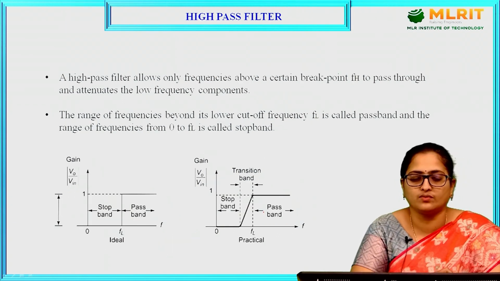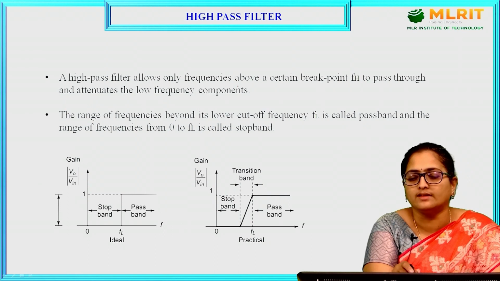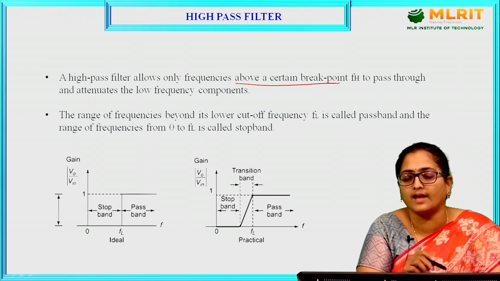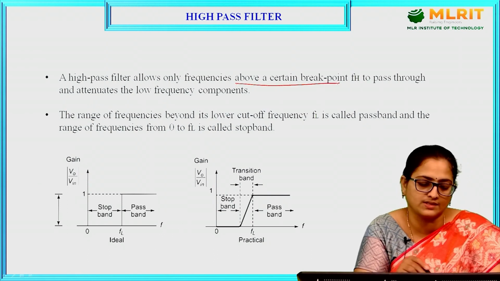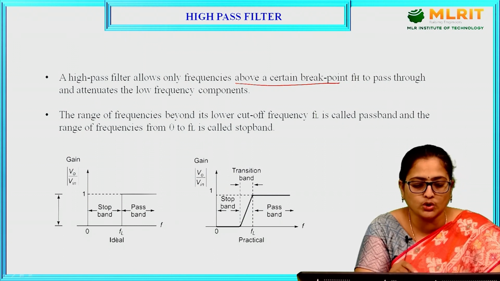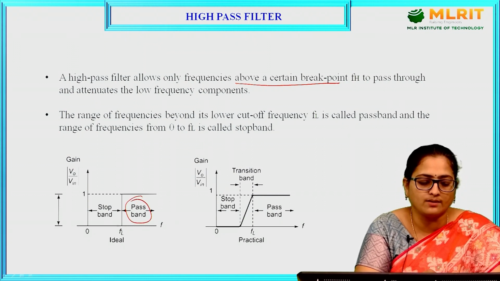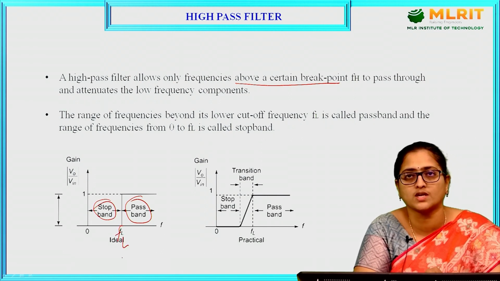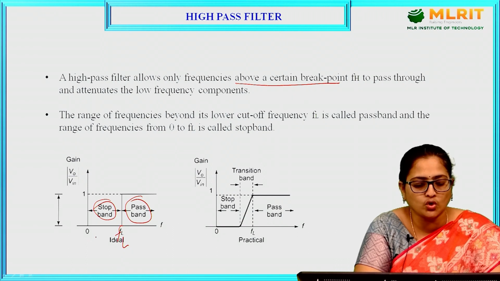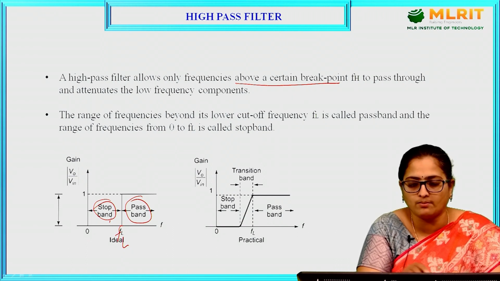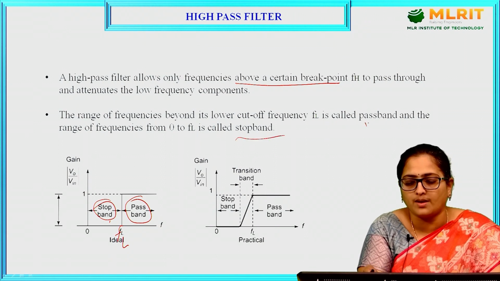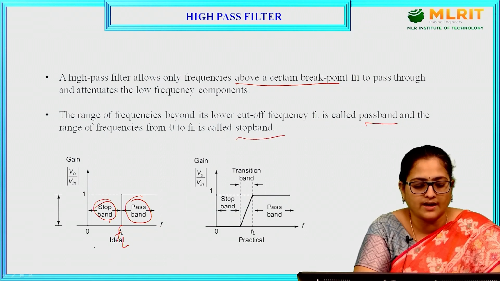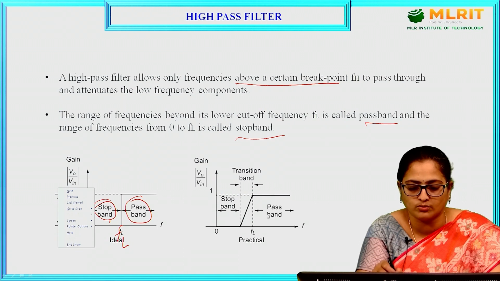Coming to a high pass filter, here the frequencies above a certain breakpoint are the pass band, and below it will be the stop band. Here, instead of FH we will be using FL, that is the lowest cutoff frequency. So from 0 to FL we will call it a stop band, and above FL it is called a pass band. This is the ideal characteristics, and next we talk about the practical characteristics.